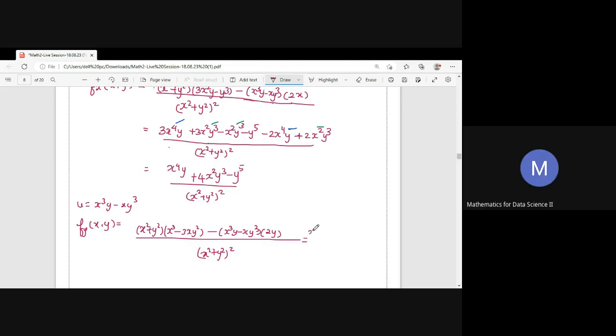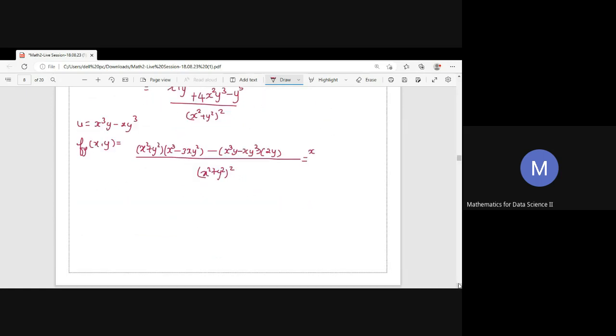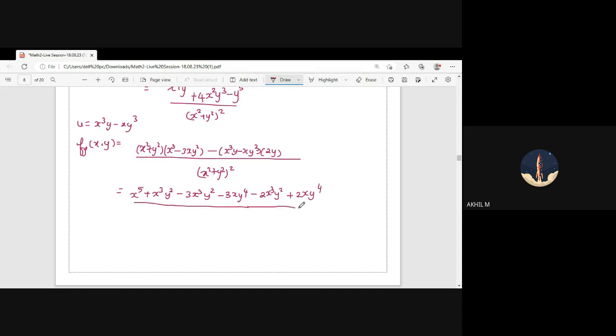Equal to x power 5 plus x cube y squared minus 3x cube y squared minus 3xy power 4, and then minus minus 2x cube y squared plus 2xy power 4, over x squared plus y squared the whole squared.